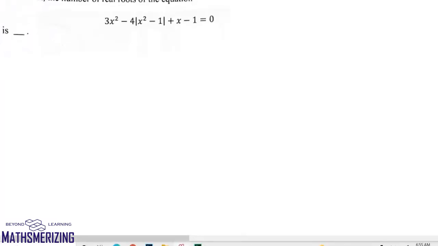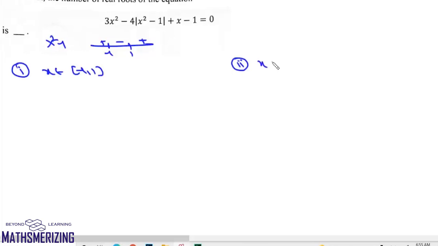Now the question is: the number of real roots of the equation 3x square minus 4 mod of (x square minus 1) plus x minus 1 equals 0 is. Now if we look at x square minus 1, roots are minus 1 and plus 1. So this is plus, minus and plus. So we'll consider two cases. Case 1 when x lies between minus 1 and plus 1. And then the second case when x is either less than minus 1 or when x is greater than 1.